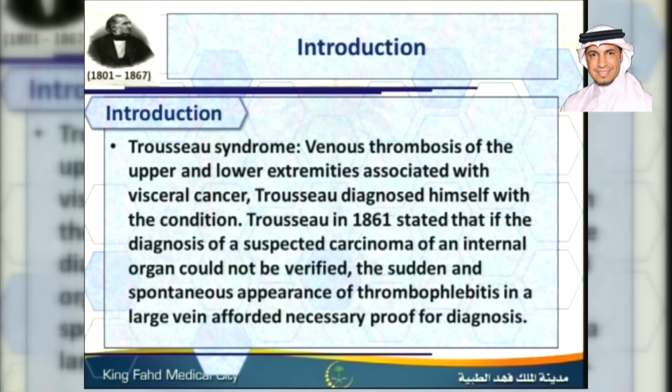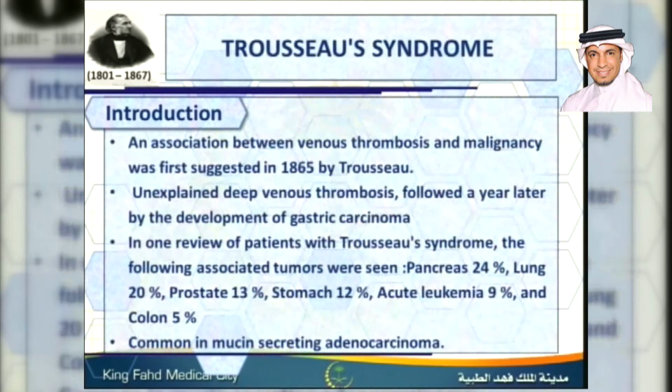Trousseau in 1861 stated that if the diagnosis of a suspected carcinoma of an internal organ cannot be verified, then the sudden appearance of unprovoked or spontaneous thrombophlebitis in a larger vein is usually proof for the diagnosis of an internal malignancy. So he is the first one. Just as with a left supraclavicular lymph node we say this is Virchow's lymph node, here we say this is Trousseau syndrome. He's the first one who pointed out this condition.